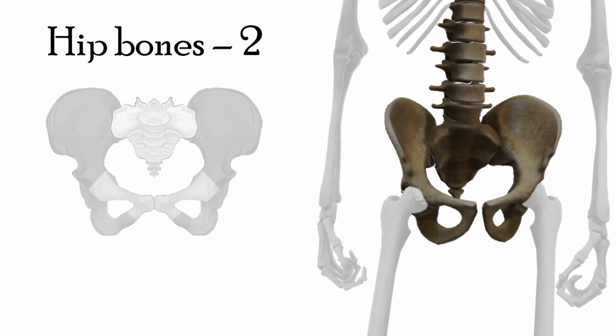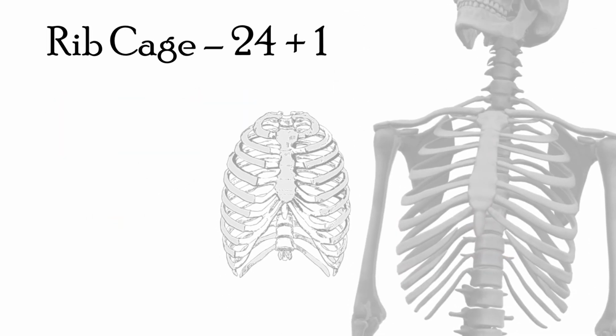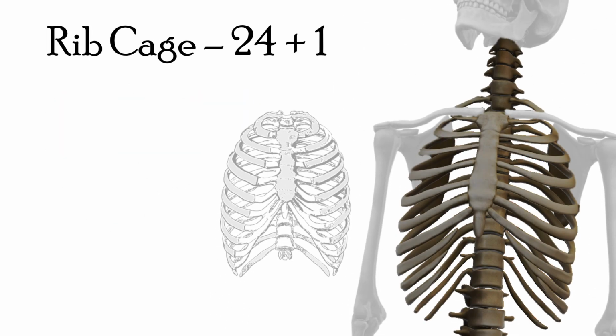2 hip bones form pelvic girdle, support weight of upper body, provide attachment for lower limbs, and protect pelvic organs. It consists of 3 fused bones, ilium, ischium, and pubis. Rib cage surrounds and protects the heart, lungs, and other vital organs within the thorax. It is composed of the ribs, sternum, and thoracic vertebrae.